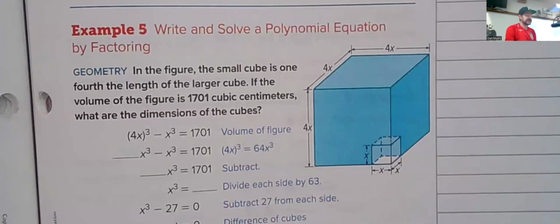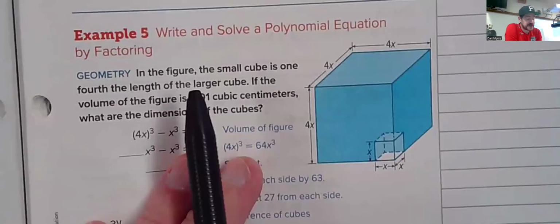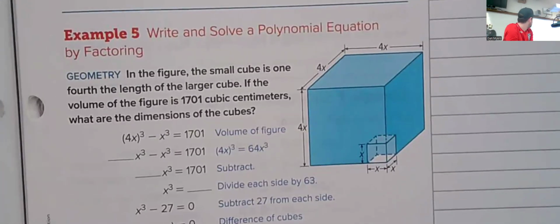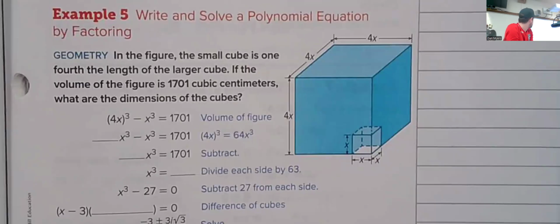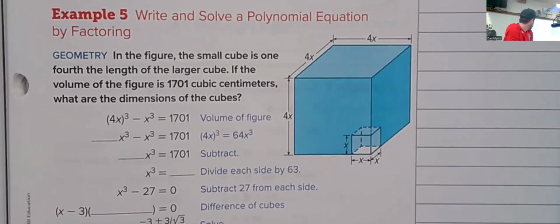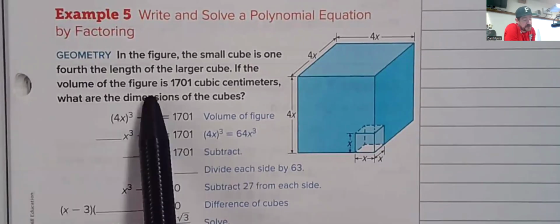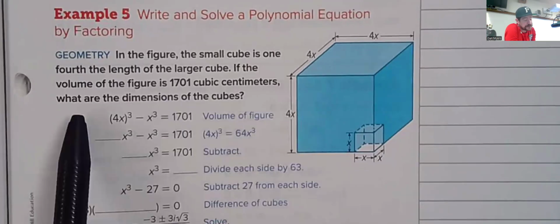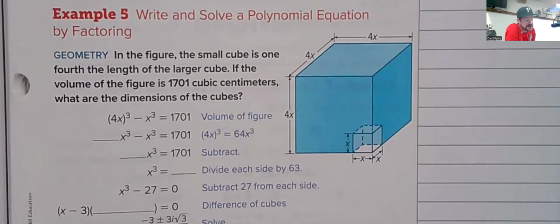at the end of yesterday. So we got ourselves a polynomial equation that we're gonna have to write and then solve. And it says in this figure over here, the small cube is 1/4 the length of the larger cube. If the volume of the figure is 1,701 cubic centimeters, what are the dimensions of the cubes?